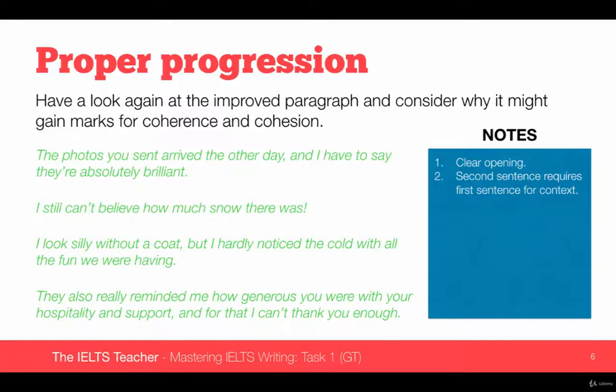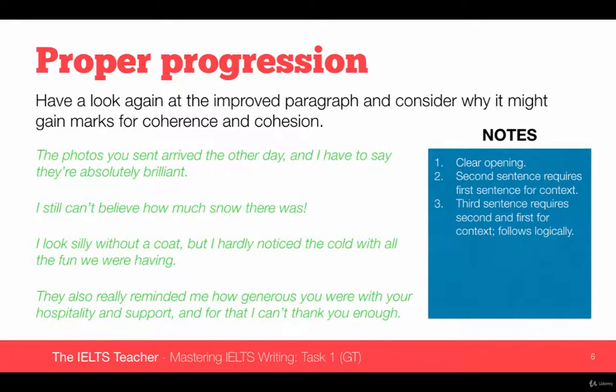Now the third sentence, "I look silly without a coat, but I hardly noticed the cold with all the fun we were having." Now the third sentence requires the second and the first sentence for context, and it follows logically. So the second sentence, "I can't believe how much snow there was." That only makes sense when we look at the first sentence because we can think there was snow in the photos. And we are surprised at how much snow there was. Maybe we didn't realize at the time.